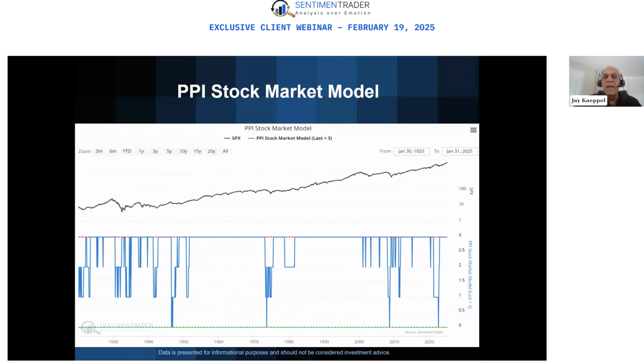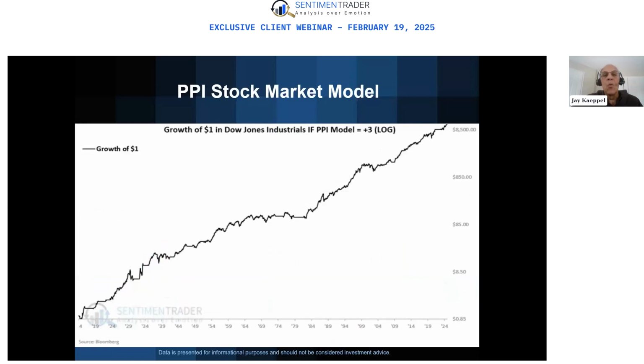They prefer to stay in their positions and not incur taxes or whatever. This can keep you in the market for a long, long period of time and only get you out when there's a serious situation, rising inflation or too much deflation. Why do we look at this one? Well, this one, again, going back, this one's 100 years. The hypothetical growth of $1 in the Dow Industrial Average, if this model is equal to 3. Once again, it kind of speaks for itself. Yes, there are times when the market dips, but in the long run, you can be pretty confident that stocks are going to do okay.